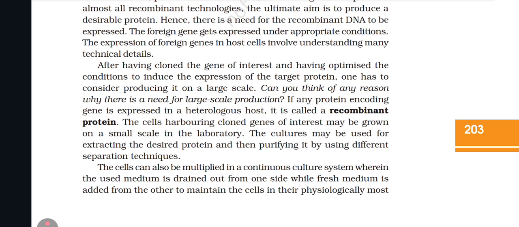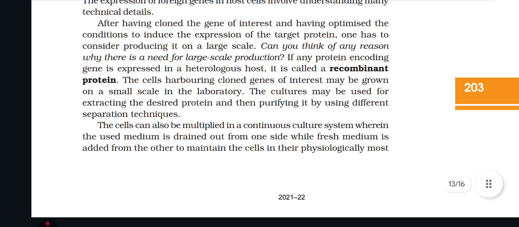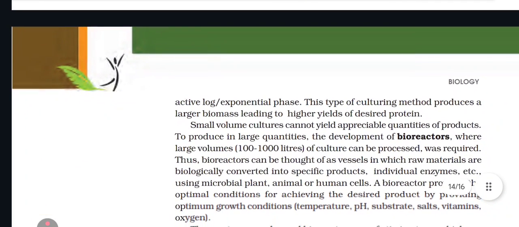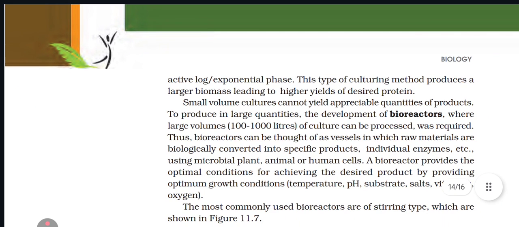The cultures may be used for extracting the desired protein and then purifying it by using different separation techniques. The cells can also be multiplied in a continuous culture system wherein the used medium is drained out from one side while fresh medium is added from the other to maintain the cells in their physiologically most active log/exponential phase. This type of culturing method produces a larger biomass leading to higher yields of desired protein.